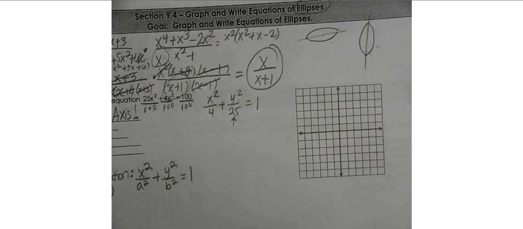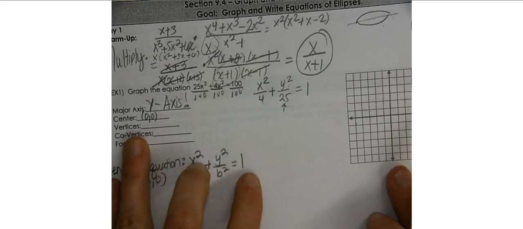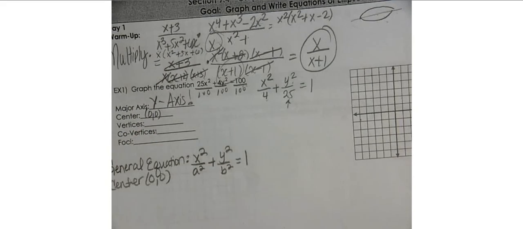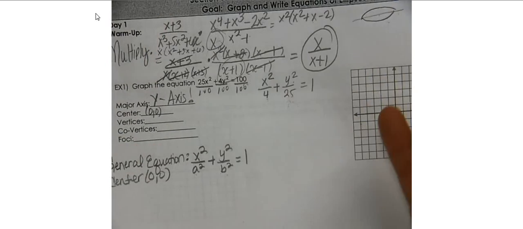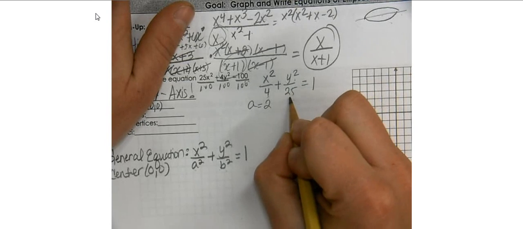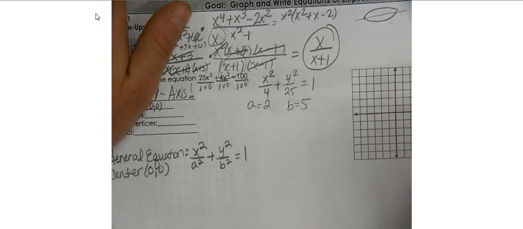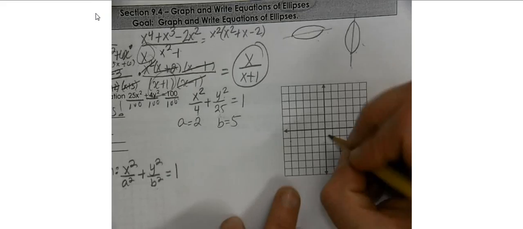In order for us to figure out our vertices and co-vertices, it's going to be your A and B values. And so below I have A squared and B squared. Don't worry about which one's A and which one's B. In general, we're going to have perfect square numbers underneath x squared and y squared, numbers that we're going to be taking square roots of. In this case, we're going to take the square root of 4 and we're going to end up with 2. I'm going to call that A, and the square root of 25, I'm going to call B, and that's going to be 5. So I'm going to start by plotting 0, 0.